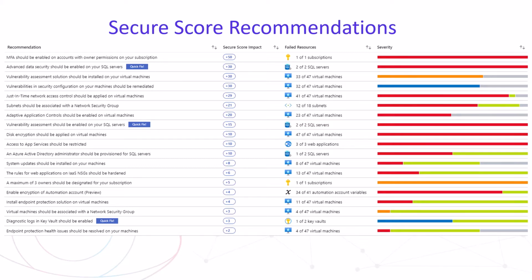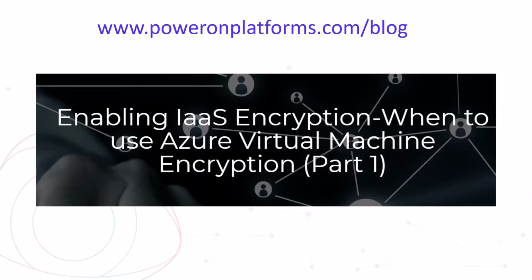Certain tasks have automated remediation activities associated with them. These are designated as quick fix recommendations, as it only requires the administrator to enable the remediation to complete it. Like all generic advice, not all recommendations are relevant or even desired depending on the organization. A good example of this would be the recommendation for enabling disk encryption on all virtual machines. I wrote a detailed blog series on the advantages and disadvantages of this recommendation on our blog. The link is on screen, and it will also be included in the follow-up email to this webinar.